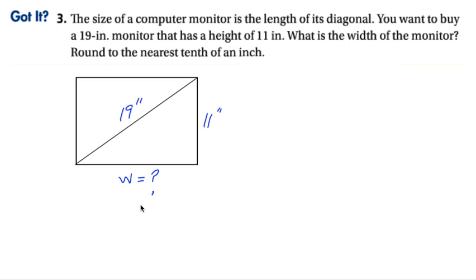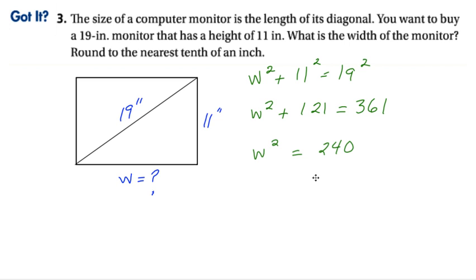So here's what it's going to look like. The diagonal is 19 inches, the height is 11, we're looking for the width. So first of all, putting that into the Pythagorean theorem, we get this. And then squaring each of our numbers and subtracting 121, we end up with the width being the square root of 240, which in decimal is 15.5 to the nearest tenth of an inch.